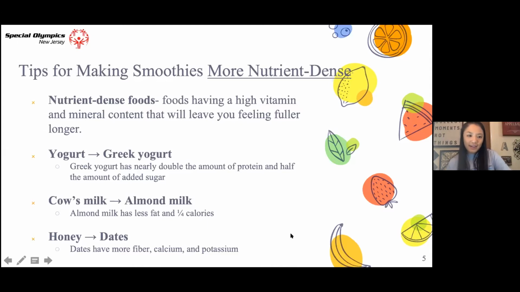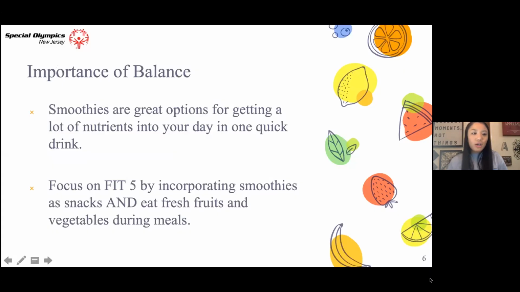Okay, so now I want to talk a little bit about balance. Smoothies are a great option for getting lots of nutrients into your day in a quick drink because you can add so many different things, as you'll see in a little bit when we add these different ingredients from different food groups. But something to be aware of and focus on is to make sure that we are paying attention to Fit 5.